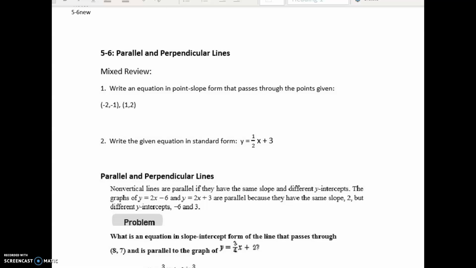We are starting on section 5.6 today. In this lesson, we're going to be going over parallel and perpendicular lines and their relationships. Before we get to that, we have a mixed review here. I'd like you guys to go over that mixed review.